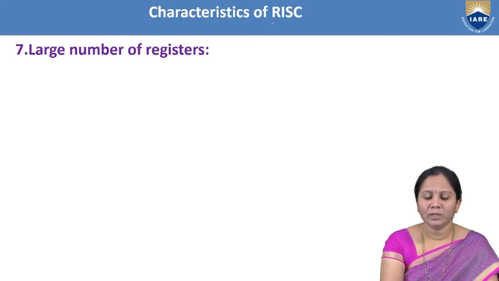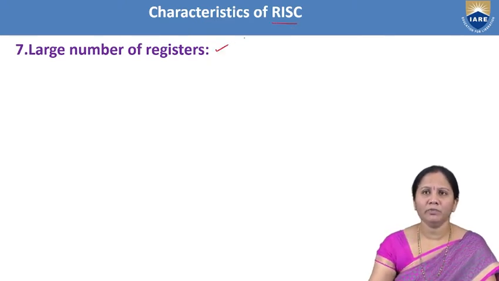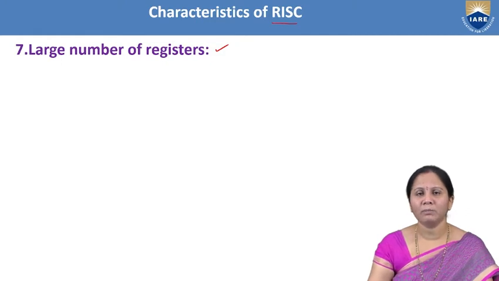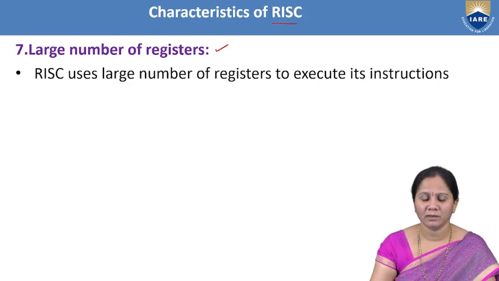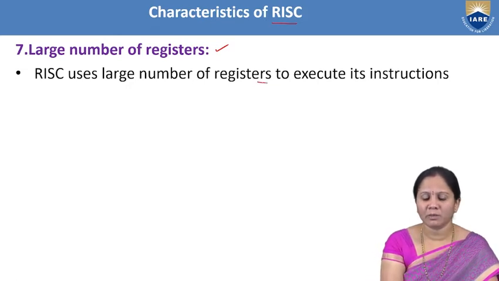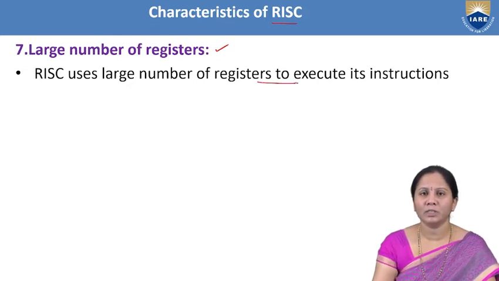Coming to the next characteristic of RISC, it has a large number of registers. More general purpose registers are available in the RISC processor, so RISC uses a large number of registers to execute the instructions.